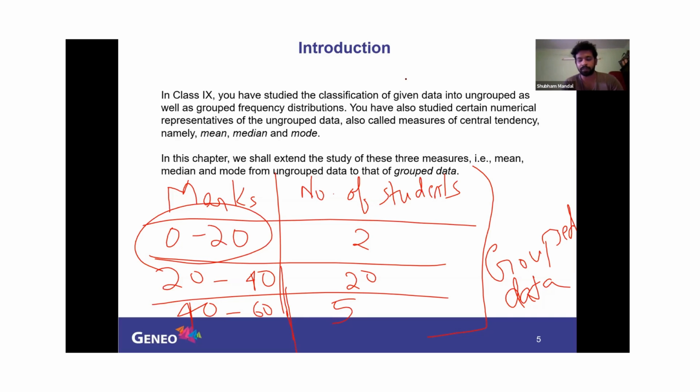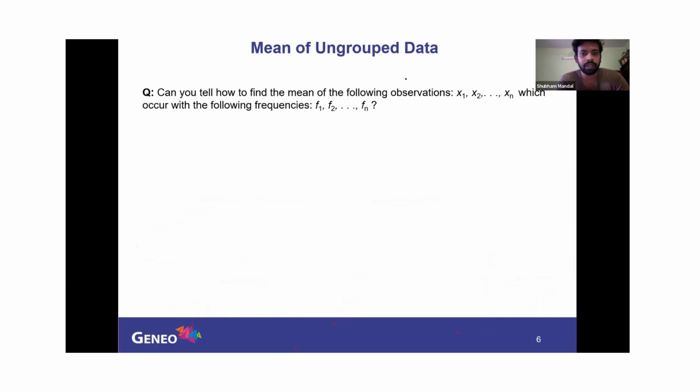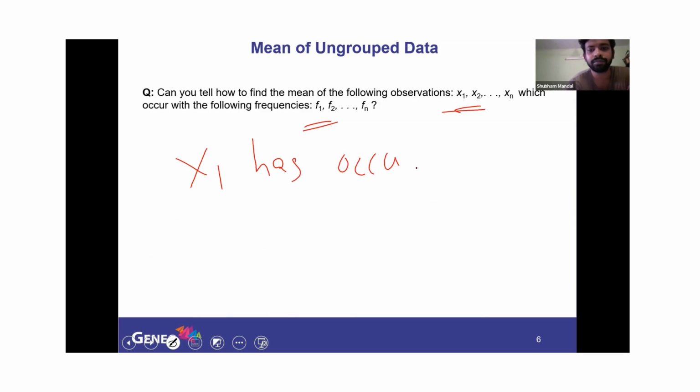All right guys, here's a question for you. I have the following observations x1, x2, so on till xn, which occur with the following frequencies. Frequency means, let's say x1 has frequency f1, which means that x1 has occurred f1 times. Frequency means the number of times it has occurred.